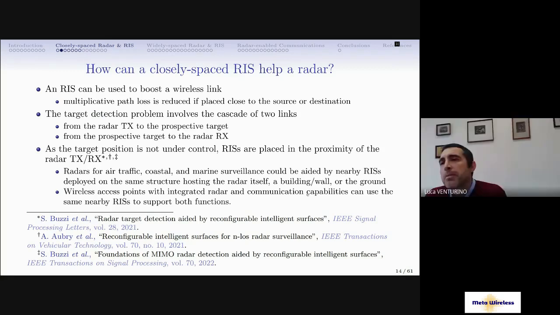Well, the picture we have in mind is just you take an existing radar and you upgrade its performance by deploying an RIS close by. That's one possibility. So you don't need to change what is already there, but you upgrade the existing transceiver. Okay? Thank you very much.